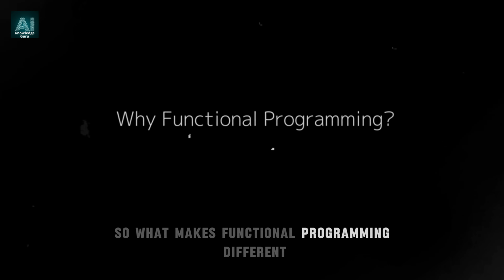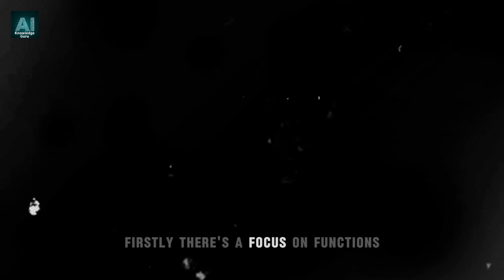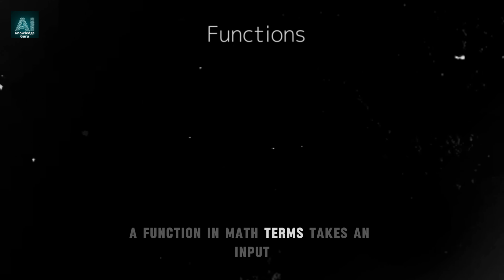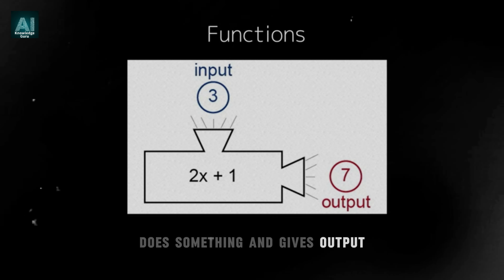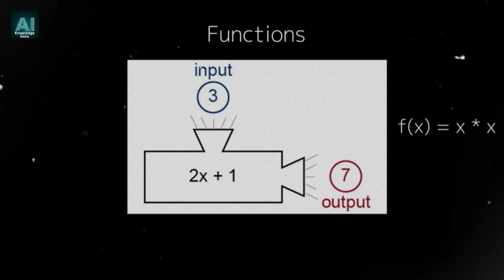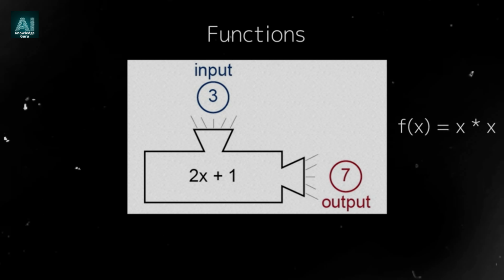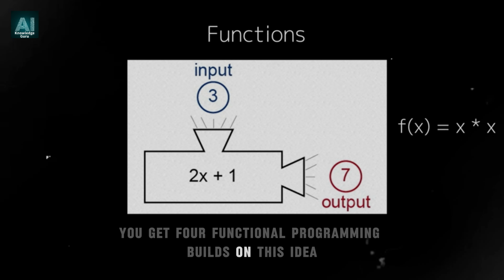So what makes functional programming different? Firstly, there's a focus on functions. A function in math terms takes an input, does something, and gives output. For example, f of x equals x times x. Every time you pass 2 to f of x, you get 4. Functional programming builds on this idea.